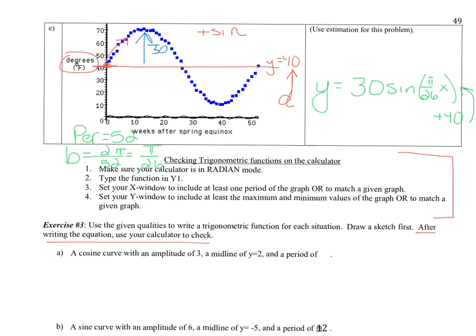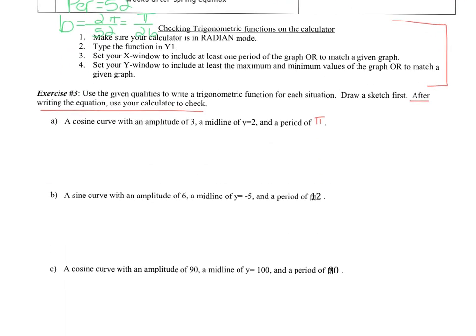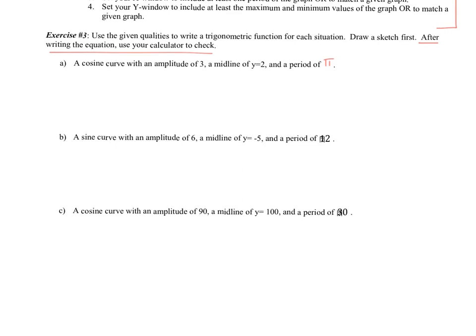So first off, this one says a period of pi. And I'm just going to move this page up. So sometimes you have to write an equation just from qualities, and this will be helpful in our next lesson, which is on word problems, where we have to read about situations and write equations that fit them. So here it says write the equation of a cosine curve with an amplitude of 3, a midline of 2, and a period of pi.